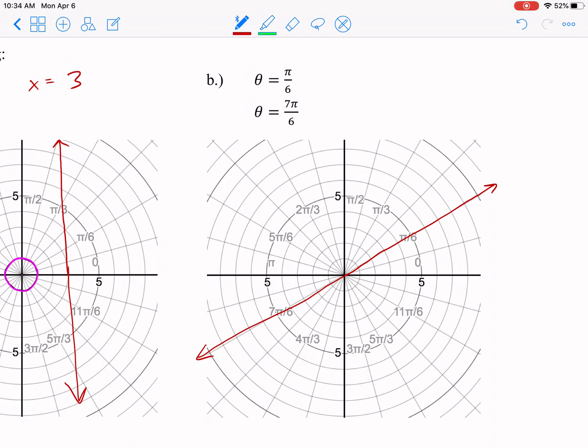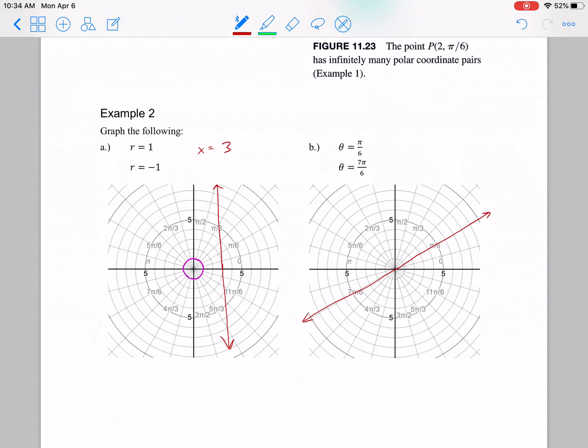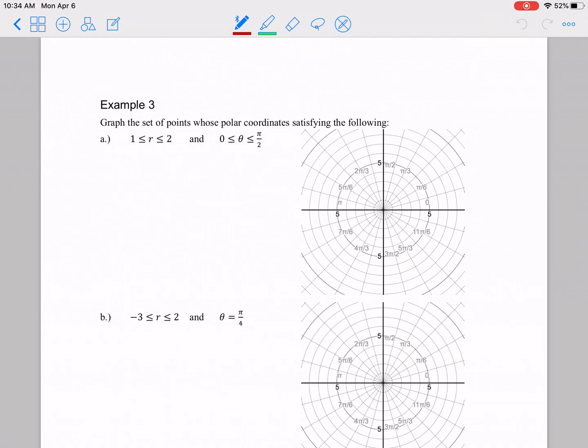Okay? So that gives us a straight line, whereas if we had y equals something, that'd be a horizontal line, or over here, whatever. So just having one of our variables equal something is a little different than it was in the Cartesian coordinates that we had been doing. Okay, let's take a look at example 3 here.